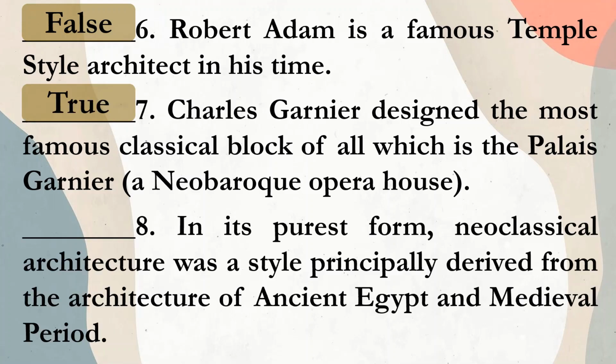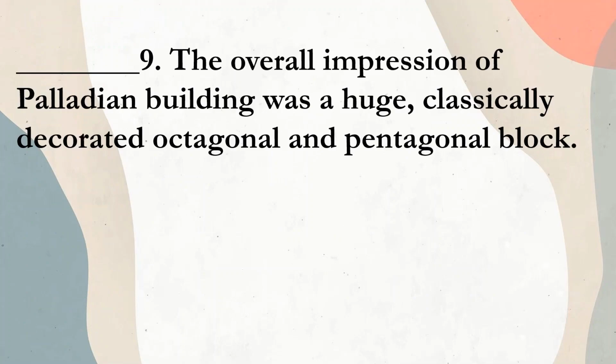8. In its purest form, neoclassical architecture was a style principally derived from the architecture of ancient Egypt in medieval period. True or false? The correct answer is false. 9. The overall impression of Palladian building was a huge, classically decorated octagonal and pentagonal block. True or false? The correct answer is false.